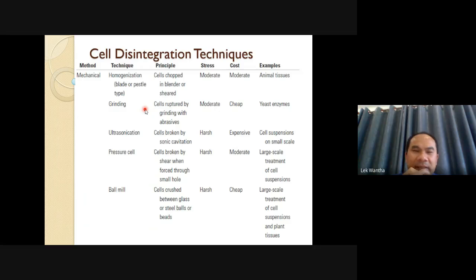And the next example we call is grinding. That's right. In grinding we rupture, we crush the cell by abrasion. It's a cheap technique, and we can use it to disrupt the cell of yeast or enzyme. And another technique, we use the ultrasonic. For this case, it's quite expensive, because the ultrasonic equipment is quite expensive.